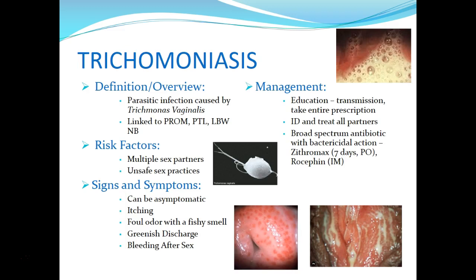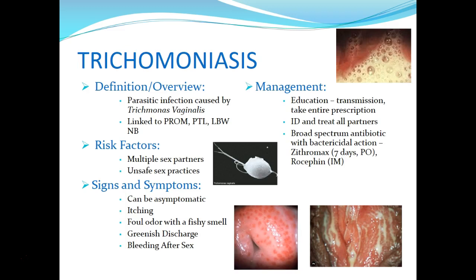Trichomonas is a parasitic sexually transmitted infection. This can be linked to premature rupture of membranes for pregnant women, which just means that their water breaks early, preterm labor, and it's also linked to low birth weight newborns, which puts the baby at a great risk for lots of other issues in life.